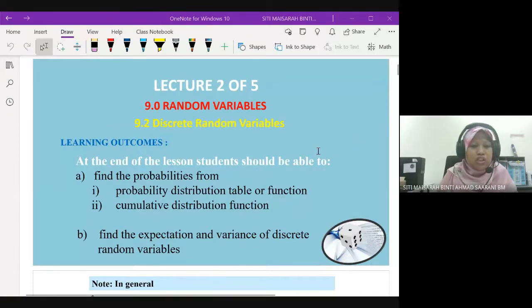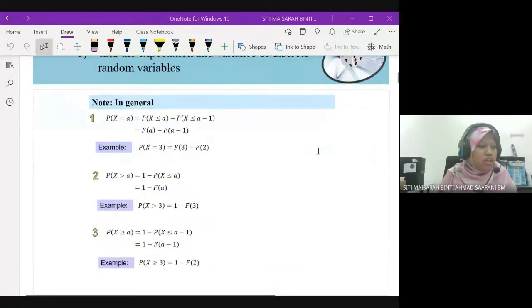Okay. So first kita kena tengok dulu how to find probability. So ni in general lah. Yang pertama tadi Meda dah explain. Probability of X equals to A. Kalau nak cari probability of X equals to A, probability of X less or equal to A minus probability of X less or equal to A tolak 1. Ini kalau probability lah.